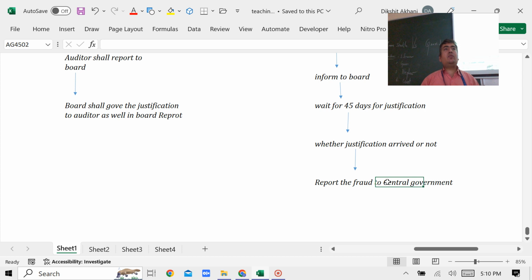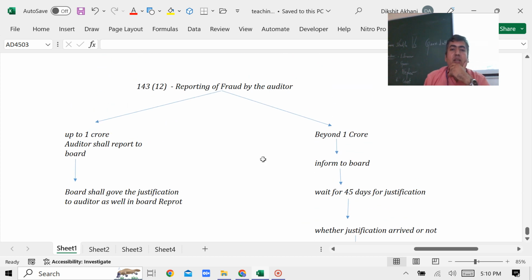Now, how will it be done? It is given in the rules in detail that you have to write a letter to the General Secretary of the Ministry of Corporate Affairs. You have to send a mail also, and one sealed cover: make an envelope on your letterhead, write the complete details and send it to whom? To the central government, MCA department. So guys, this is the duty of the auditor with respect to reporting fraud.